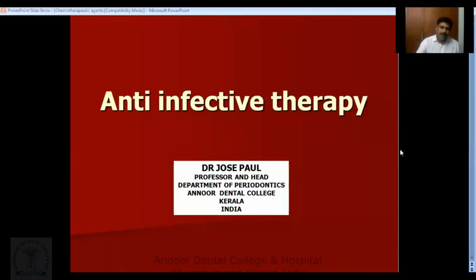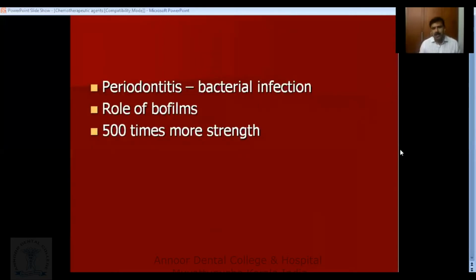Now, what is the rationale of using antibiotics or antimicrobials in the management of periodontitis? Well, you know that in the oral cavity, if you take a plaque sample, you may find about 400 or probably 500 different species of microorganisms present at a single point of time. But we all know that all these microorganisms don't cause any disease.